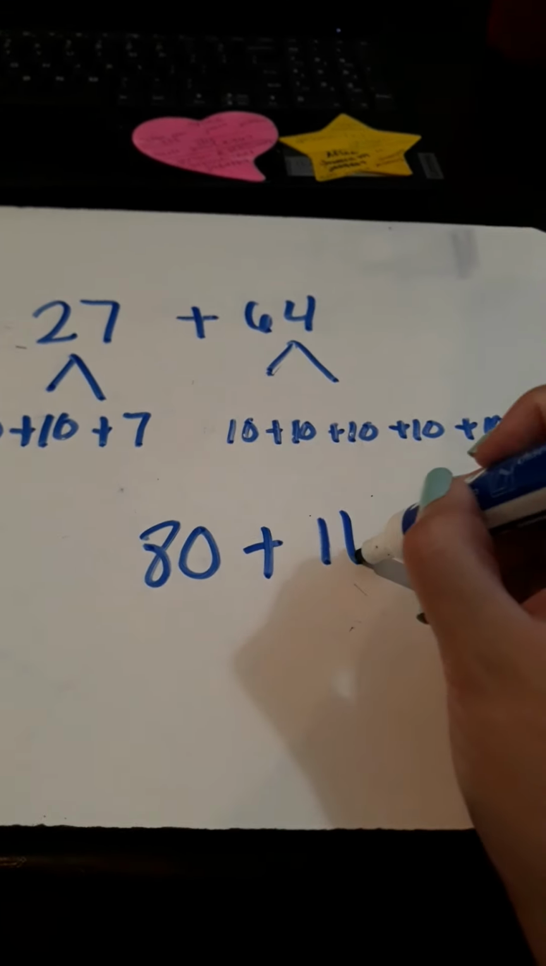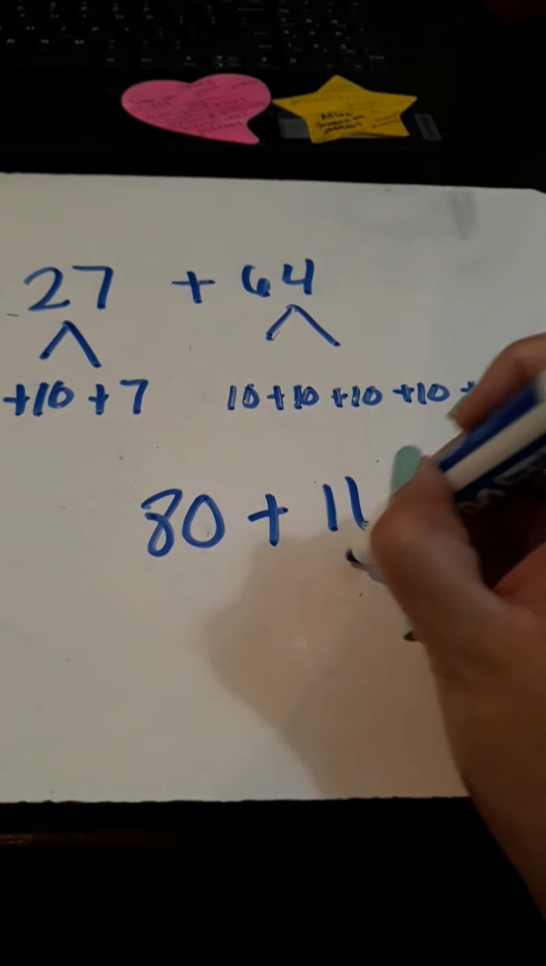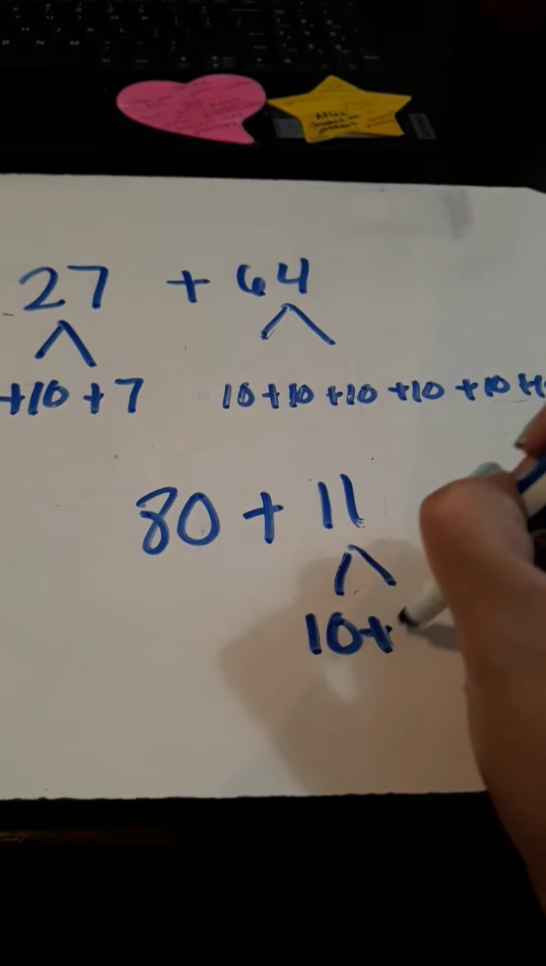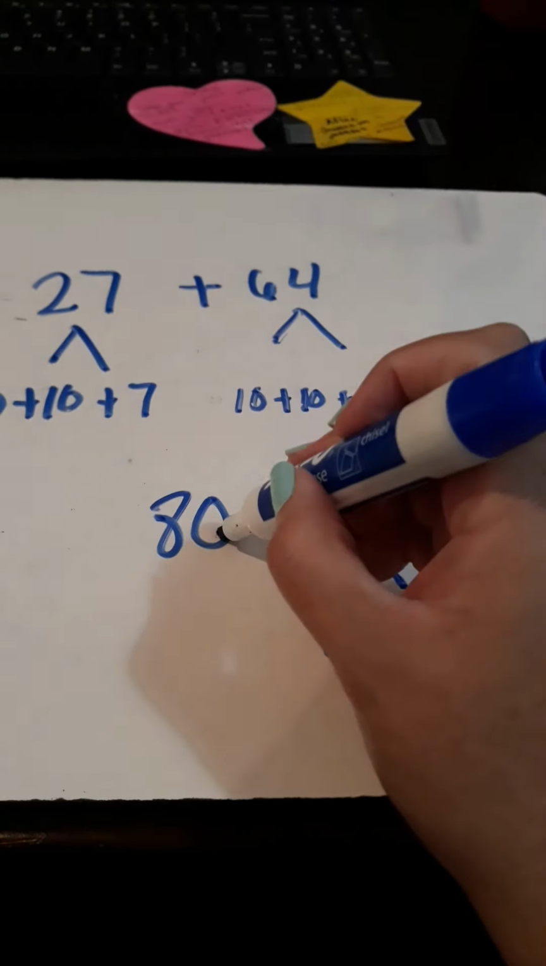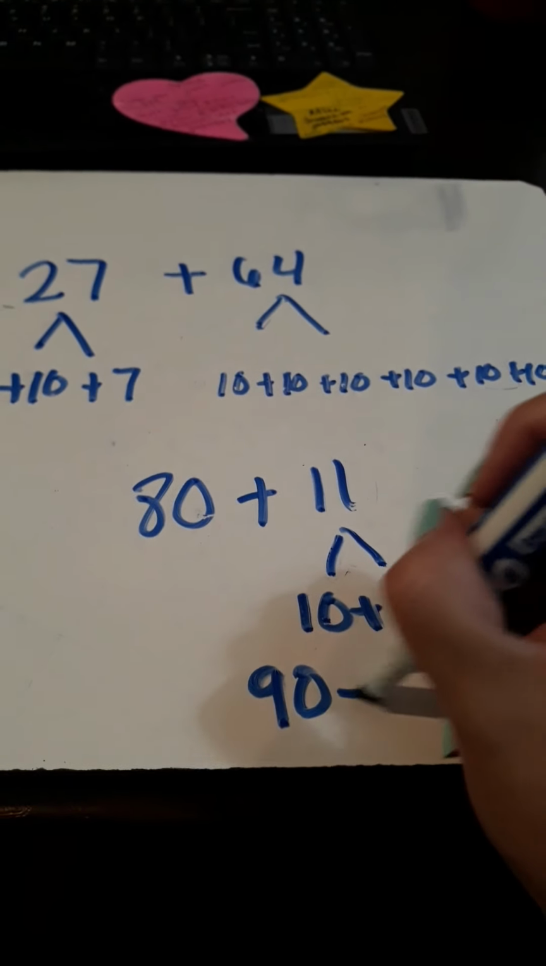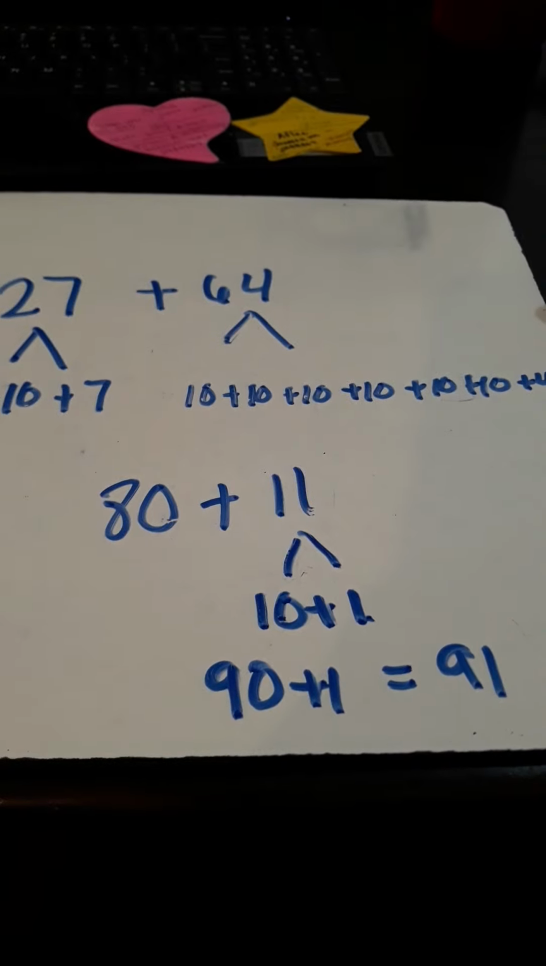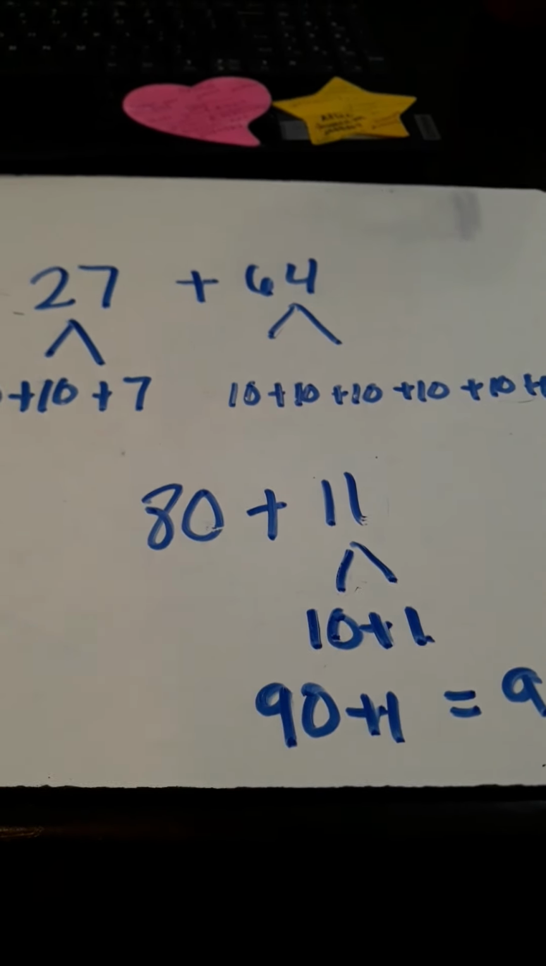There's a 10 in here, so 80 plus 11. To help us, we break it down a little bit more by place value again. 80 plus 10 is 90, plus the 1 equals 91. That's another way that they broke it apart.